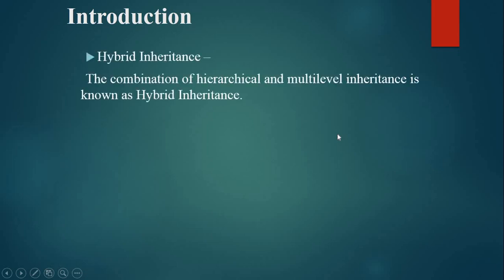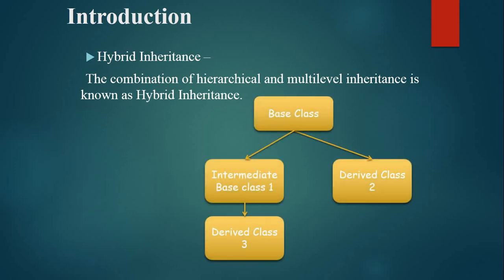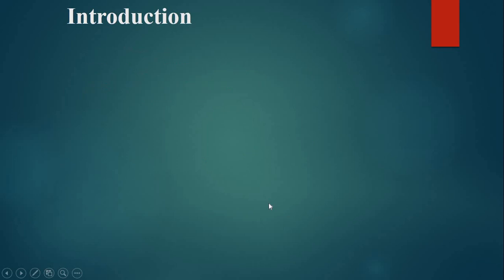Next is hybrid inheritance. Hybrid inheritance will be the collaboration of different types. So here you can say this is hierarchical inheritance, and this is, you can say, multi-level inheritance.